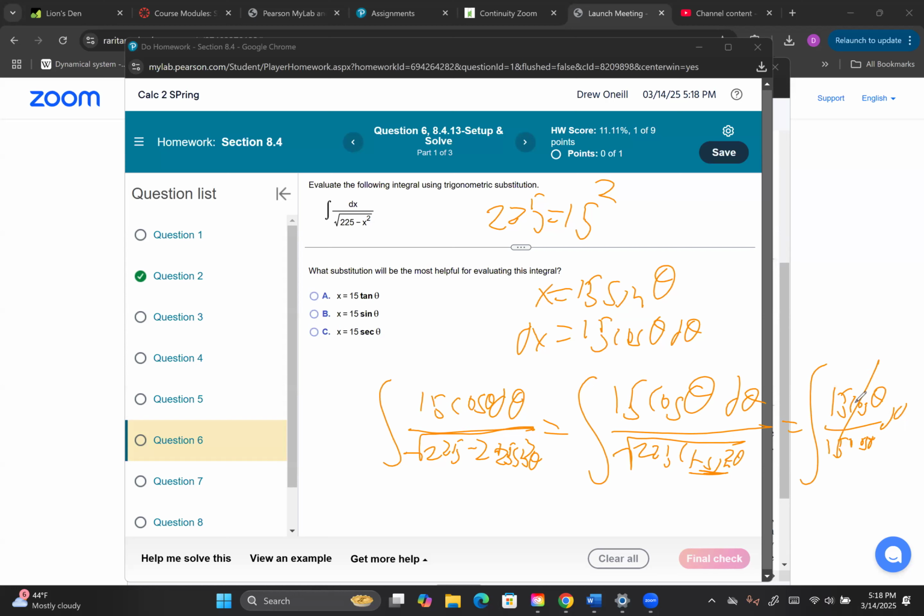Integrate. But remember, we're not out of the woods because what's going to happen is when we integrate d theta, we get theta. You have to come back and substitute for theta, which is an arc sine. So instead of theta, it's actually arc sine x over 15, right? Do the math on that and you'll get, do the trig rather.